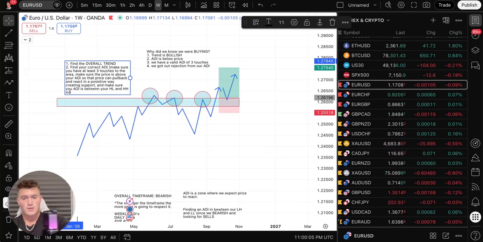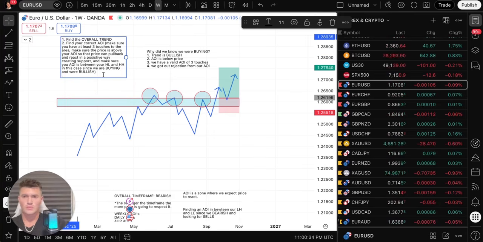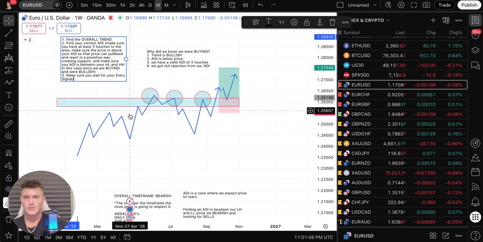In this case, since we are buying and we're bullish. And three, make sure you wait for your entry signal. We're going to go over those entry signals.